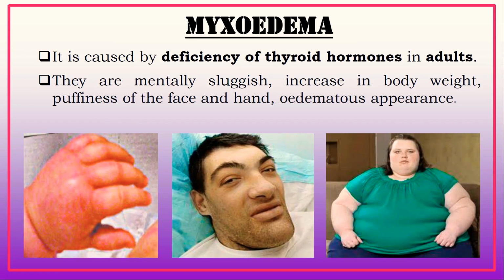The third condition is called myxedema. It is caused by the deficiency of thyroid hormone in adults, and it makes the person mentally sluggish, with increased body weight, puffiness in the face and hand, and an edematous appearance. Edematous appearance is puffy.